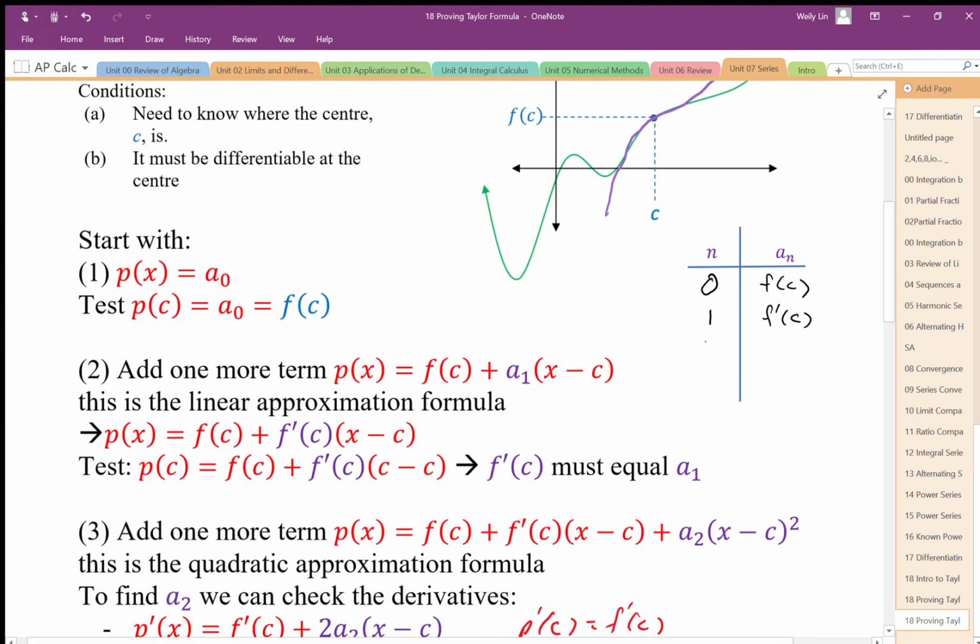What I should do is fill in my table here. When n was 2, I had f double prime of c over 2 factorial. I'm going to make this f prime of c over 1 factorial, and I'm going to make this over 0 factorial. And what we're saying then is that for a third one, we should get the third derivative divided by 3 factorial.